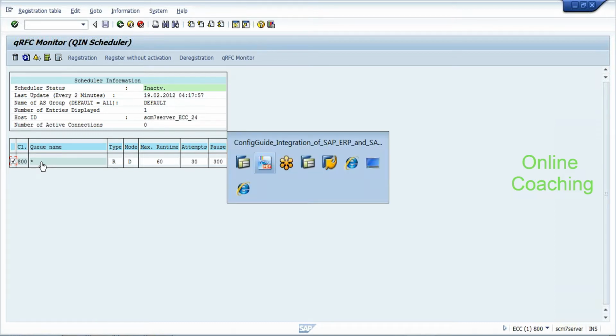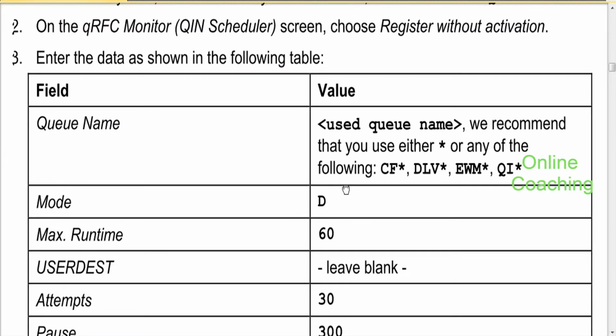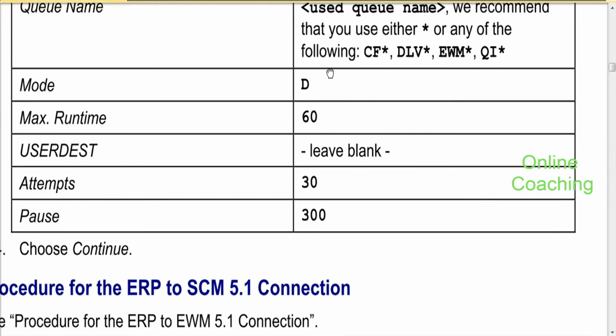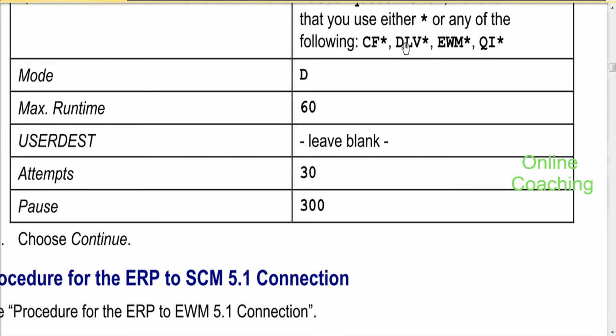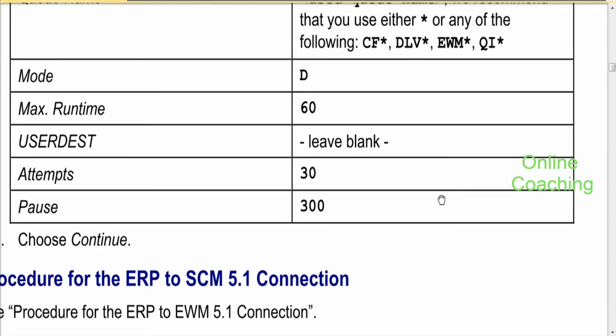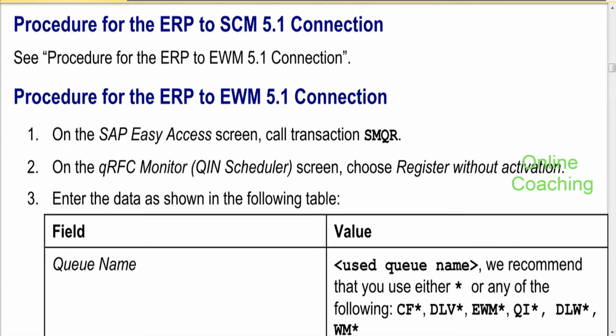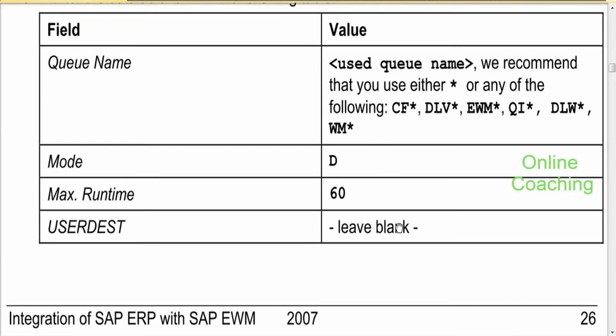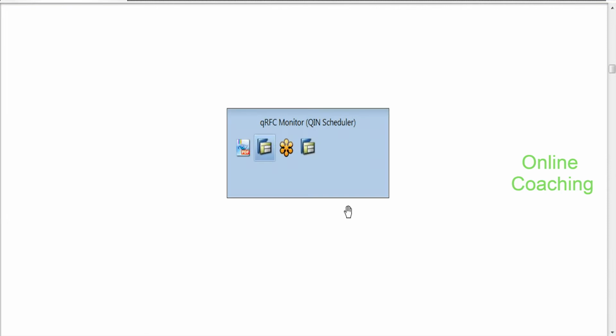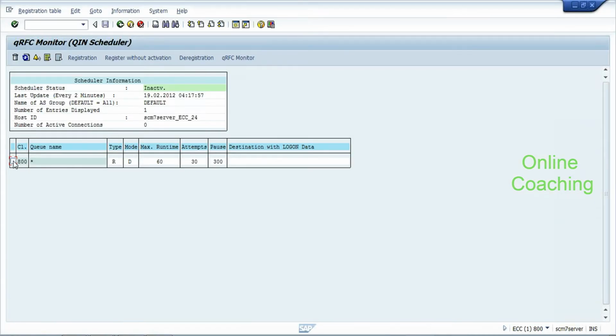Otherwise, what you have to do is put the specific queue names. That means what the queue name starts with, like CF star or delivery star or EWM star, or whether it's the quality inspection one. For each of the queues you can put the starting letters so that it processes only those particular queues, and the rest can be ignored. Is it clear now? So I just used the star as a simple thing.